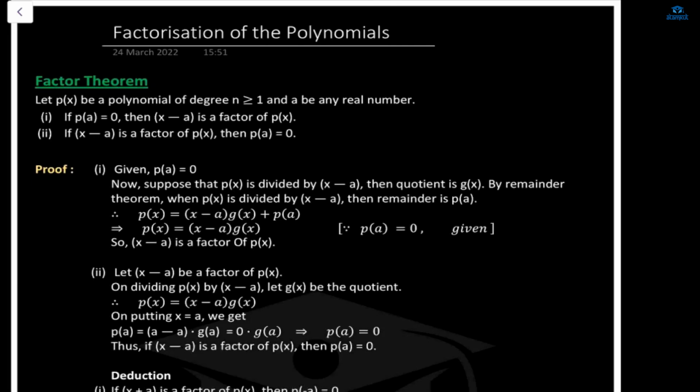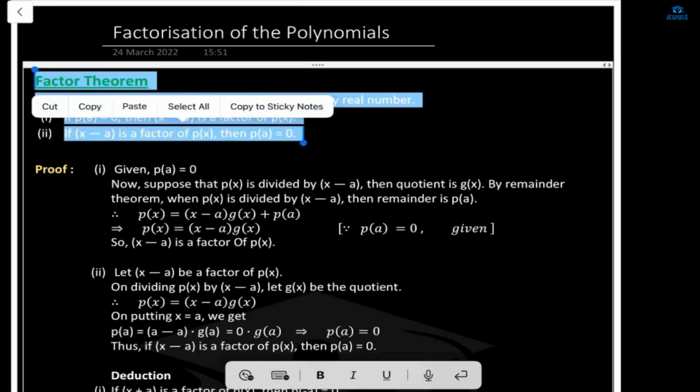In the last lecture we saw the remainder theorem and solved numericals based on it. Today, as I told you, we are going to learn about factorization of a polynomial, how to factorize a polynomial. For that we need to learn the factor theorem. What does the factor theorem say? Let's get started.